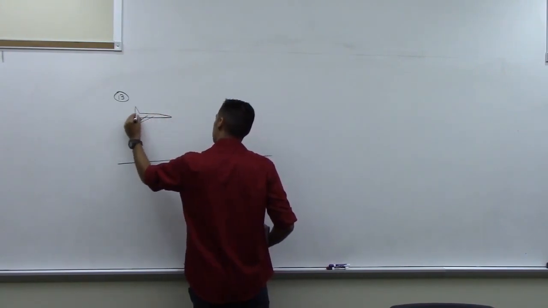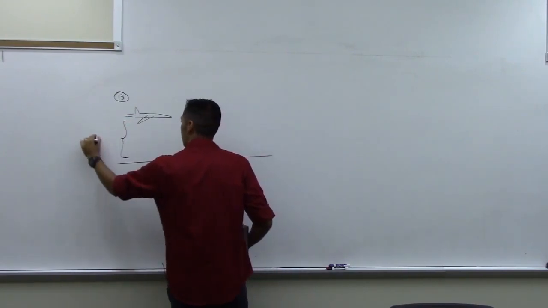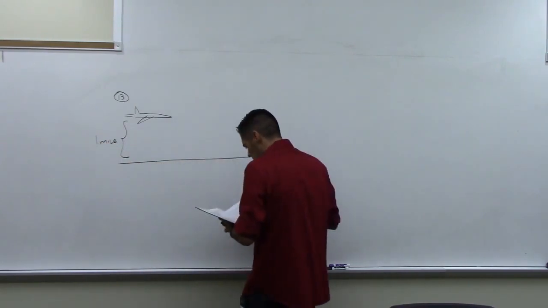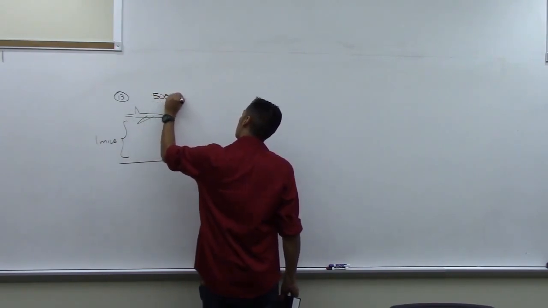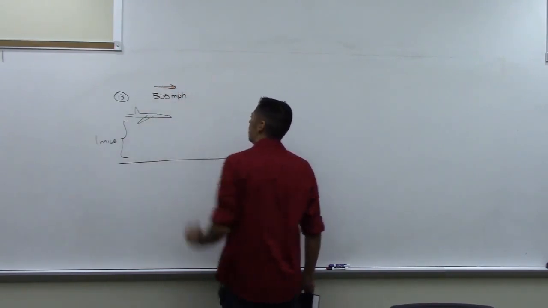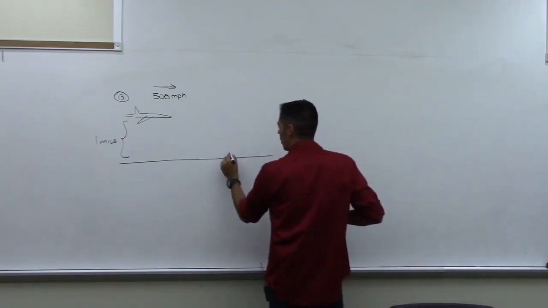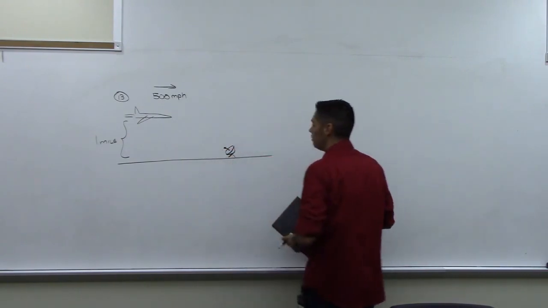There's my plane. It is exactly 1 mile high. And it's traveling at a speed of 500 miles per hour. I'm going to put it going in that direction. All right. We have a radar station on the ground. Here's my little radar station.